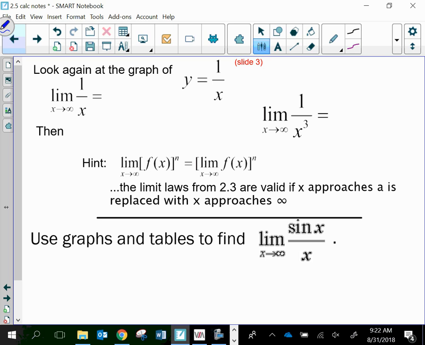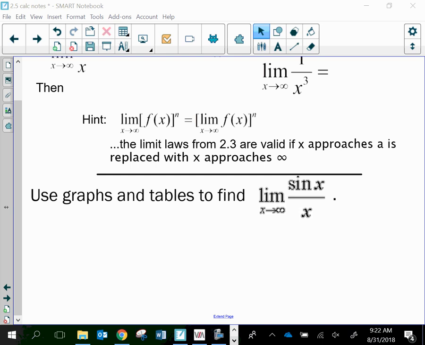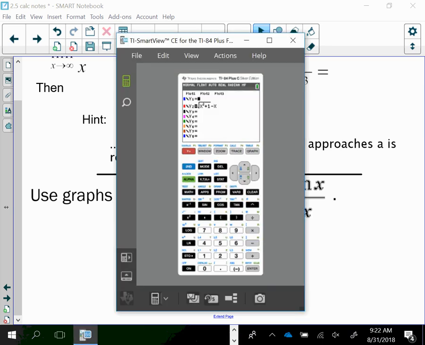Okay, and let's go to this right here: sine of x over x. All right, so graphs and tables, remember that means a calculator. So let's go there. Y equals, check, sine of x, make sure you close your parentheses. Make sure your mode is in radians, because every time you do degree, your calculator thinks it is.